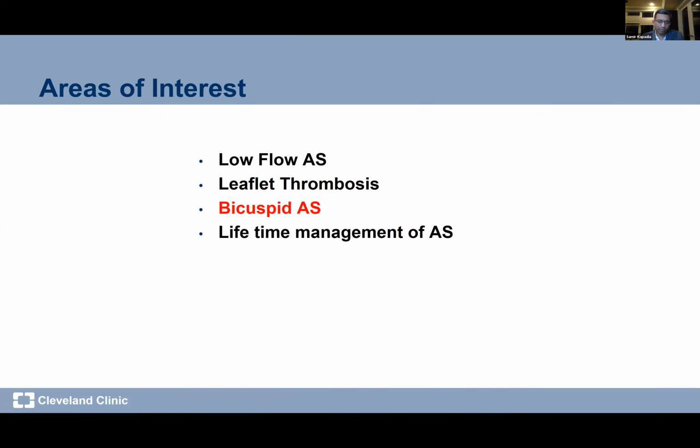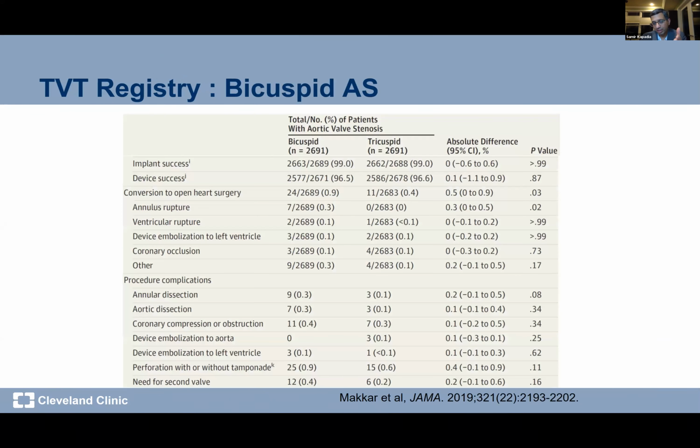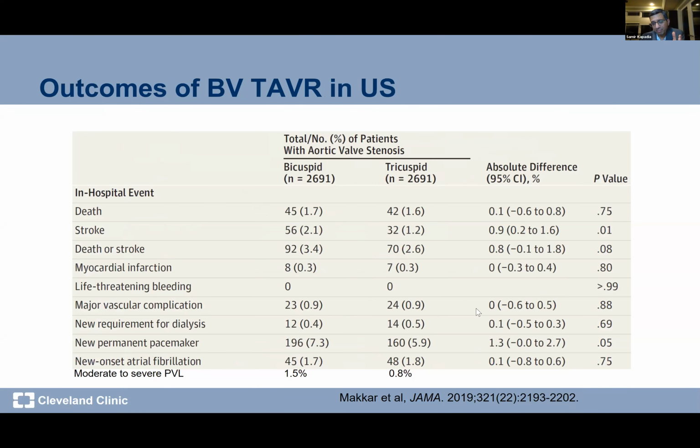For bicuspid aortic valve, a lot of efforts going on right now. I would say currently for the low risk bicuspid patients, we are not sending them to surgery. The TVT registry, this is the paper that we wrote from the TVT registry. Raj wrote this paper. And again, if you look at this, the implant success rate is very high. But the death rate is similar, while the stroke rate is somewhat higher in the bicuspid patients in the TVT registry.